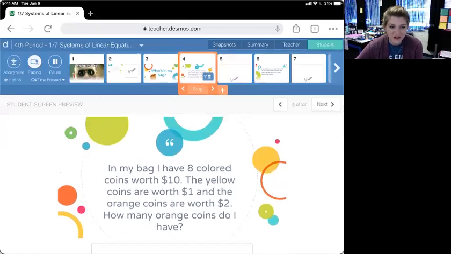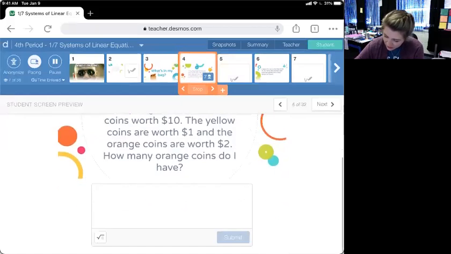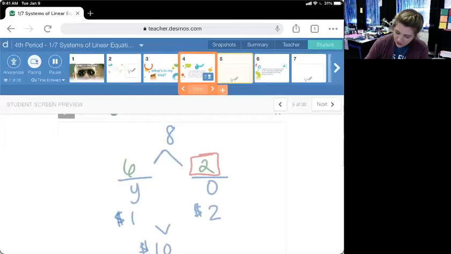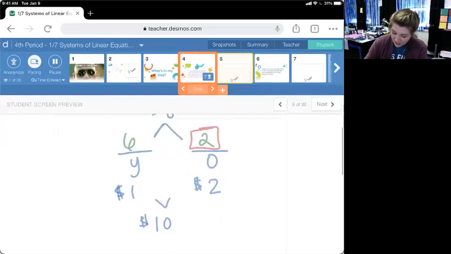All right, so I'm seeing a lot of good numbers. I'm seeing a lot of 6s and a lot of 2s. So let's talk about this again. Most people are saying 6 yellow and 2 orange. So 6 plus 2 gives us that 8 right there. That's awesome. Then we come down here and say, well, 6 times 1 is $6, and 2 times 2 is $4. So yeah, 6 plus 4 gives us our 10.